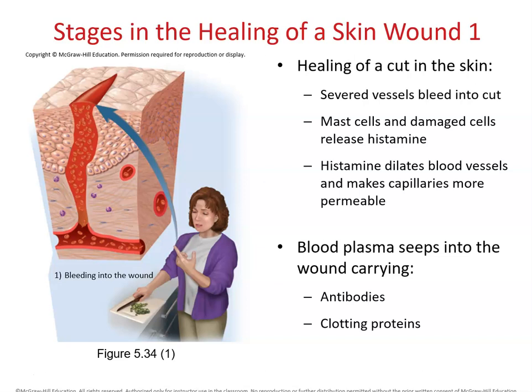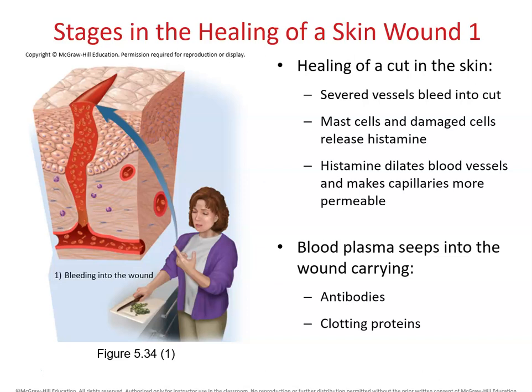any blood vessels that have been severed are going to bleed. And then we're going to have mast cells, which are found circulating in the bloodstream, come to the damaged cells, and they're going to release something called histamine. And histamine does several things, but one thing that it does is it's going to dilate the blood vessels, and that will make the capillaries more permeable, so different things can come through in the next couple steps.